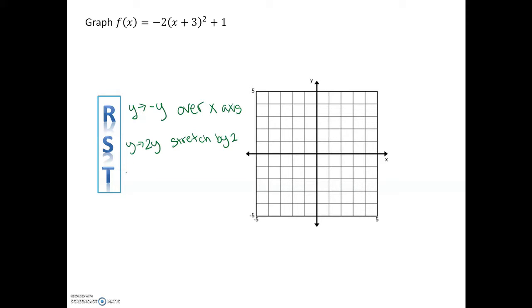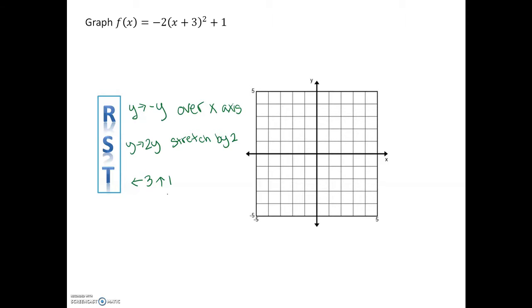And then for translations, we actually have two types of translations. The +3 on the inside goes to the left. The +1 on the outside goes up. So it goes left 3 and up 1. Now, in order to graph these, we're going to have to use steps. So we have three types of transformations, we're going to have 3 steps.